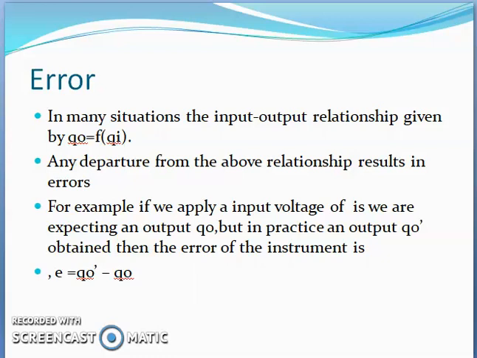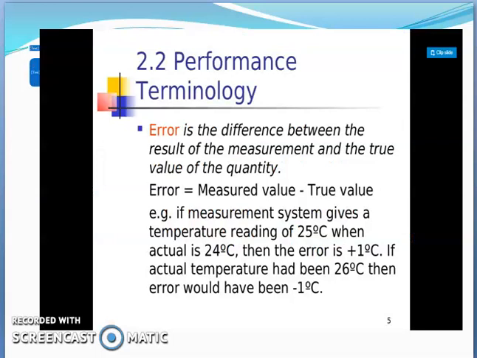E is equal to Q0 dash minus Qi. Now coming to an example, if the measurement system gives a temperature reading 25 degree, when the actual input is 24 degree, then the error is plus 1 degree. And if the temperature is 26 degree, then error would be minus 1 degree. That is, error is equal to measured value minus true value. So error is defined as the difference between the result of measurement system and the true value of the quantity.